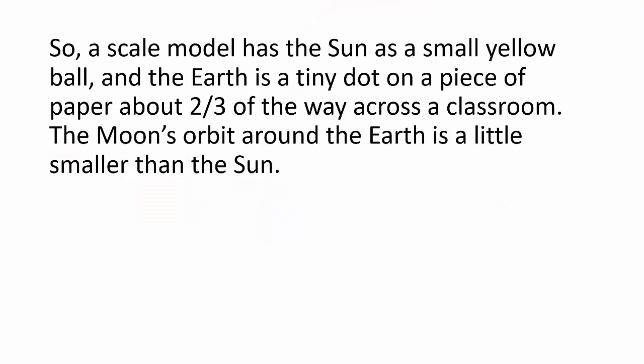So we have a scale model with the sun as a small yellow ball and the Earth as a tiny dot on a piece of paper, about 2/3 of the way across the classroom. That's a little over 20 feet. And the Moon's orbit around the Earth is a little smaller than the small yellow ball.